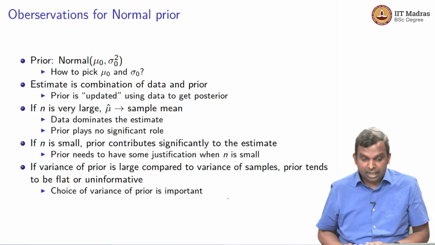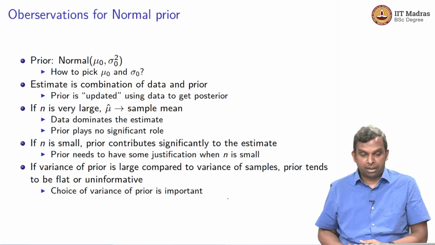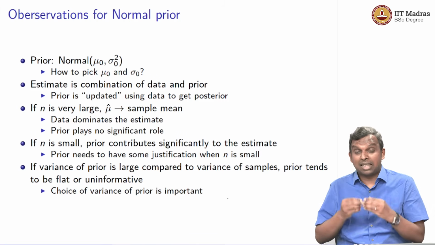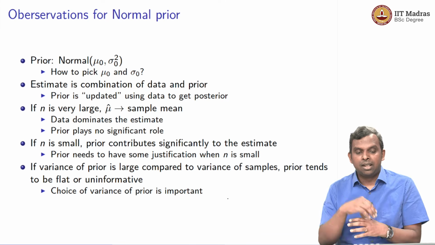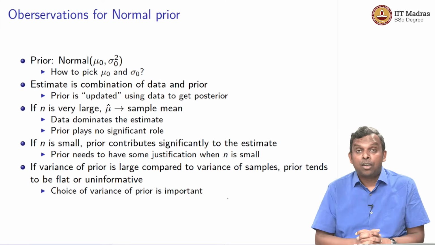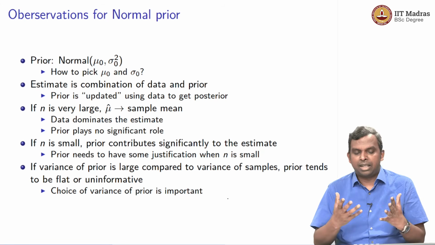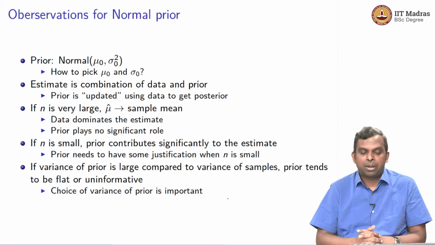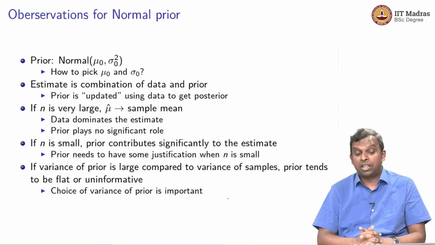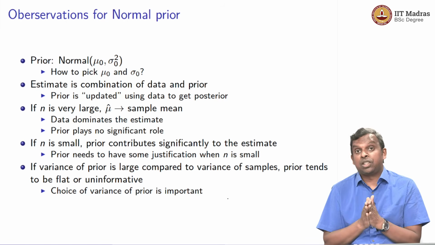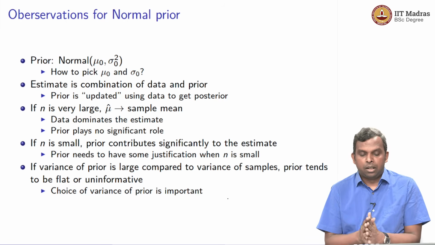So we see that the estimate is a combination of data and prior. Very nice combination of data and the prior. The sample mean comes from the data, and the prior is there, so you can imagine the prior getting updated. Sort of philosophical meaning: if n is very large, then the Bayesian estimate tends to the sample mean. Data ends up dominating, and the prior plays a small role. But if n is small, then the prior plays a role. So that's something to keep in mind.